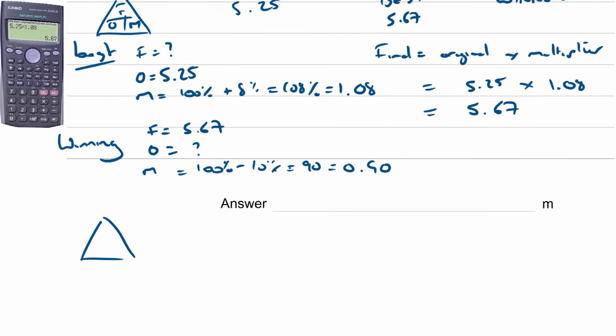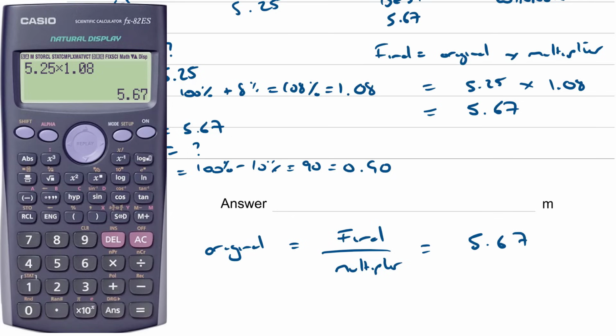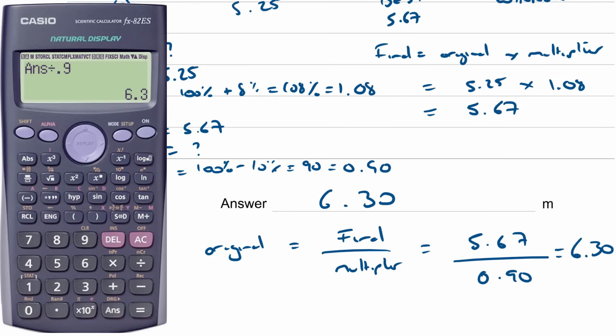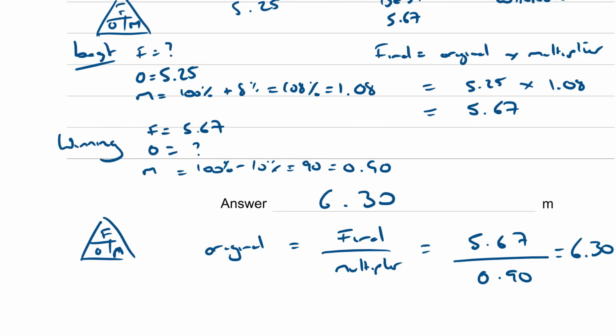So using again the triangle final original multiplier, this time we are looking for the original, and we're going to use final divided by multiplier to find it. So that is 5.67 divided by 0.90, which is 6.3 meters, so 6 meters and 30 centimeters. That's a long jump. She's nowhere near it.